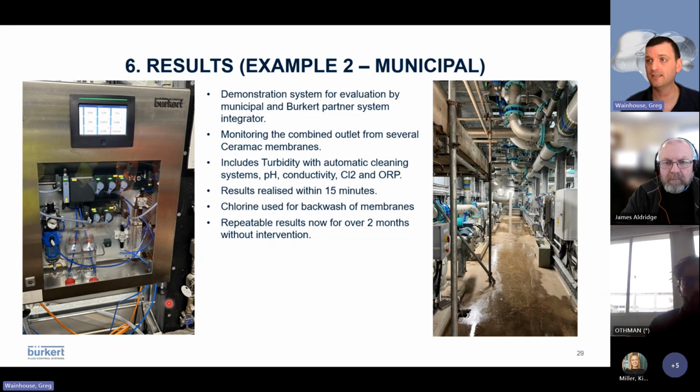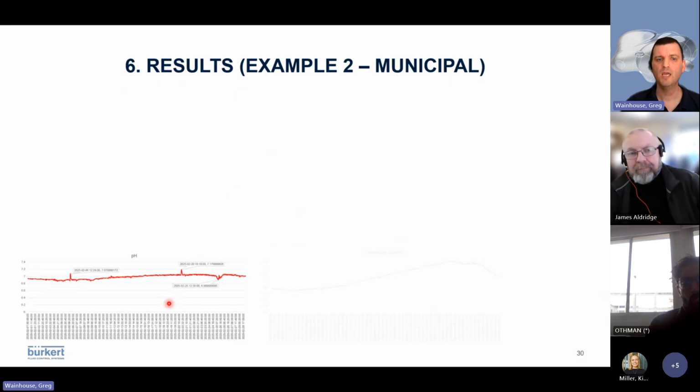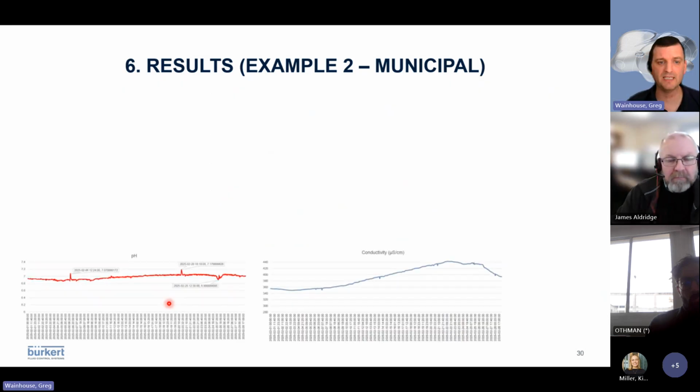Now, this particular system has been in for over 2 months without any intervention. I actually had a look at the data this morning because we have remote connectivity to both this system and the previous system as well, so we can keep an eye on them. And again, the data is also very, very repeatable. What we can see from the data is nice stable readings from pH and also from conductivity. The anomalies that you can see here have all been pretty much verified one way or another.